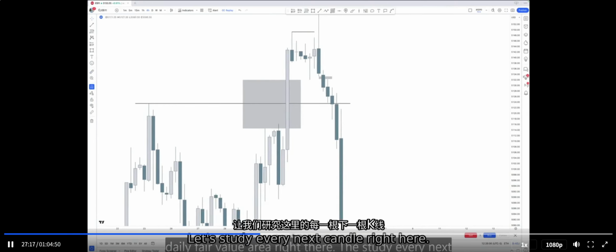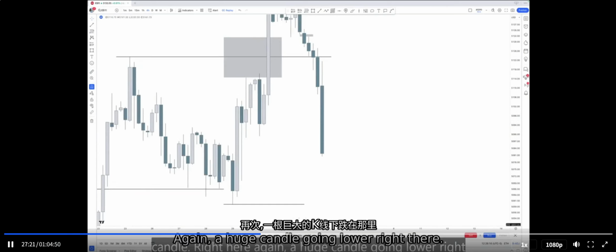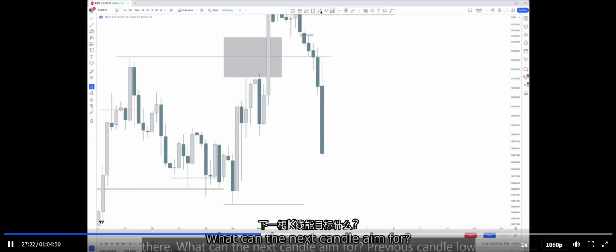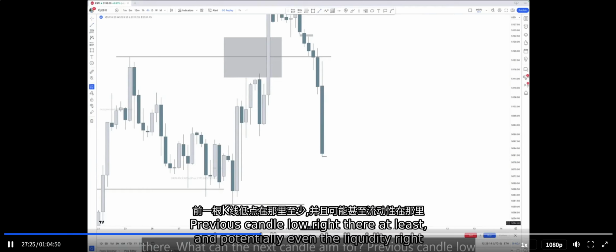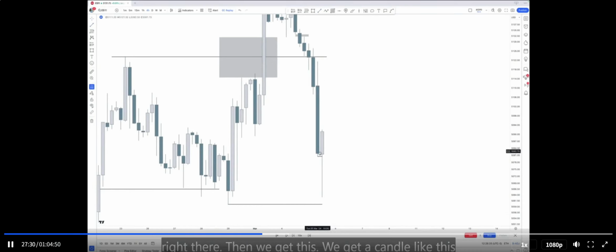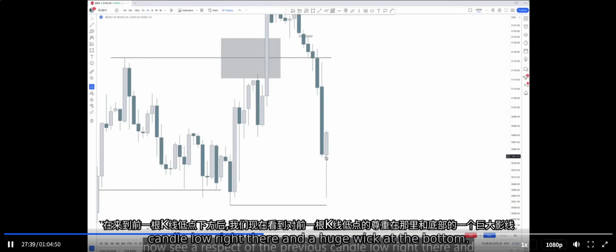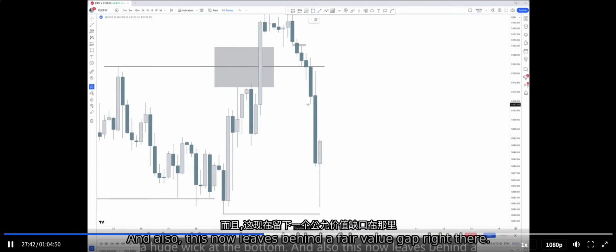Let's study every next candle right here. Again, a huge candle going lower. What can the next candle aim for? Previous candle low at least, and potentially even the liquidity right there. Then we get a candle like this. After going below the previous candle low, we now see a respect of the previous candle low and a huge wick at the bottom. And this now leaves behind a fair value gap right there.